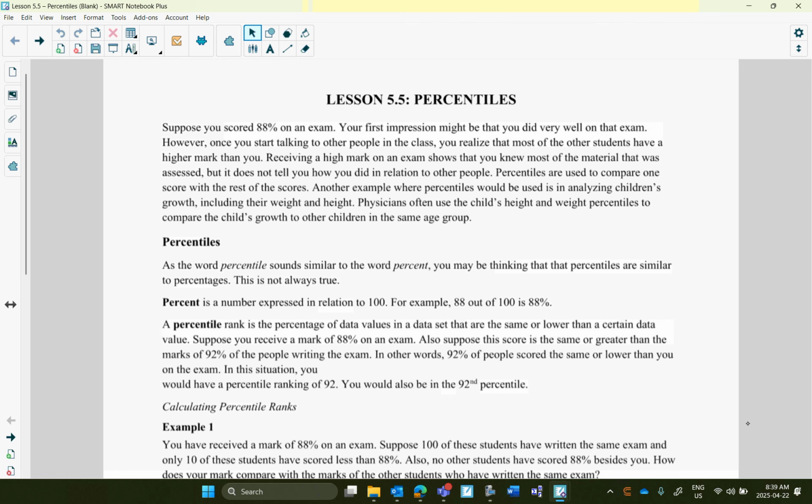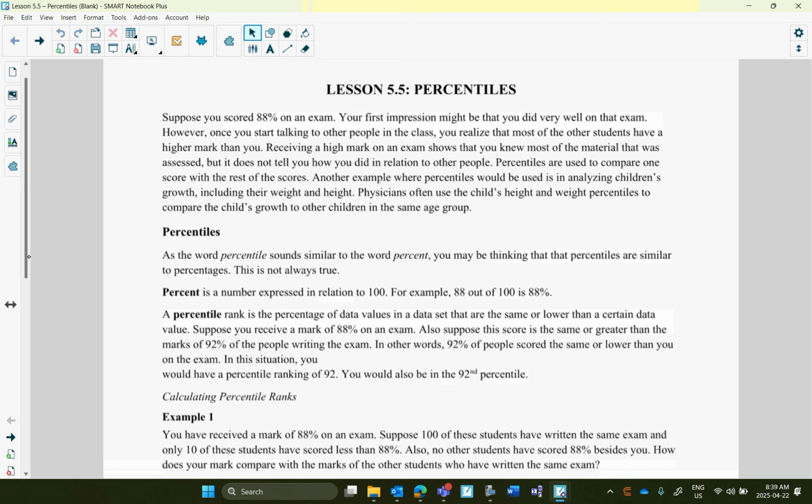how the measure of one data value is in relation to the others. So as an example, let's say you scored 88% on an exam, which you think is quite good, but then you talk to a bunch of other people in the class and everybody's saying that they scored higher, okay? So that suggests that the center might be in the 90s, and how you did in relation to the others might not be as high as you think. And the way we measure that is by something called percentiles.